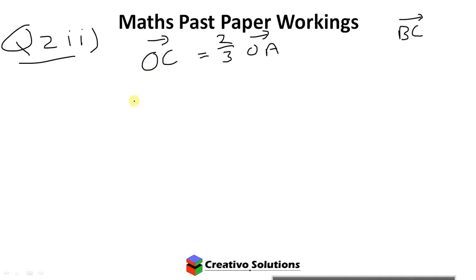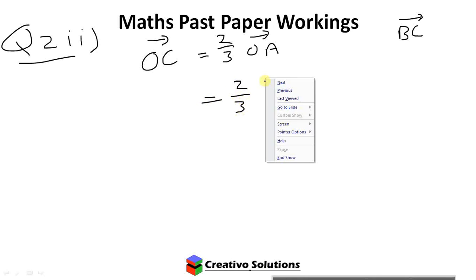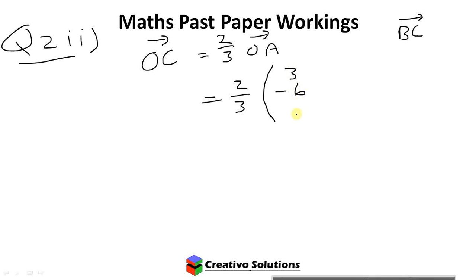Okay, what is OC? Let's write down the vector. OC is equal to 2/3 OA. That's good. So 2/3 is multiplied by AO. AO they gave you, which was 3 minus 6 and P. Now we know what P is. The second part, P is what? 6, from above.